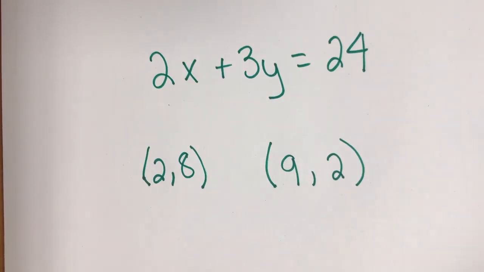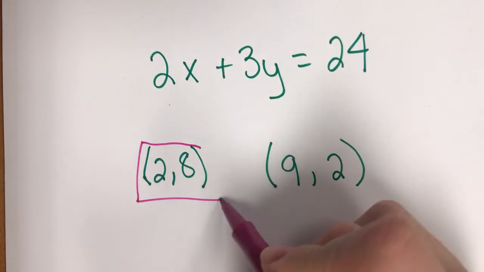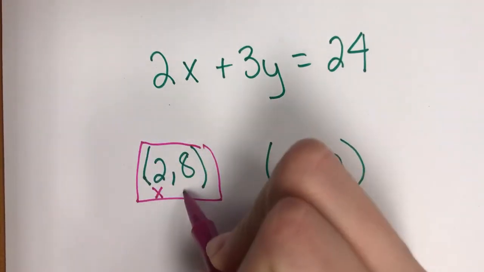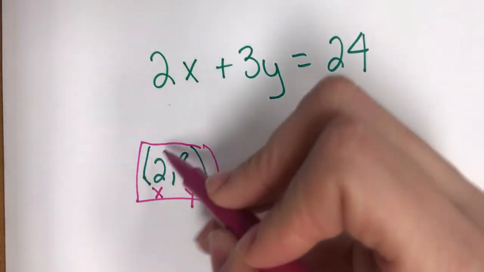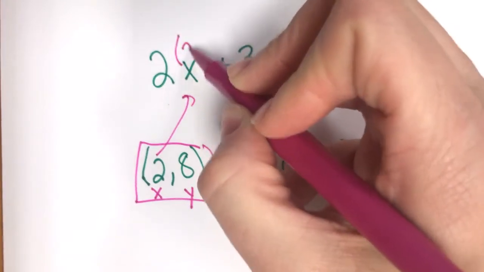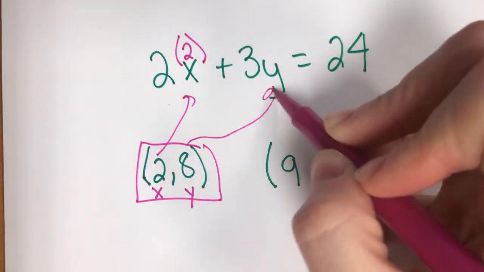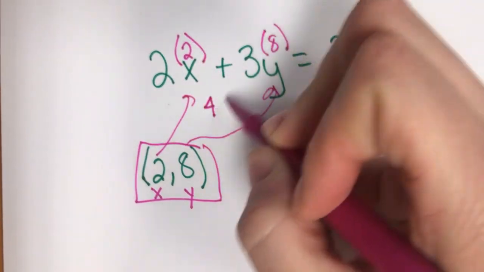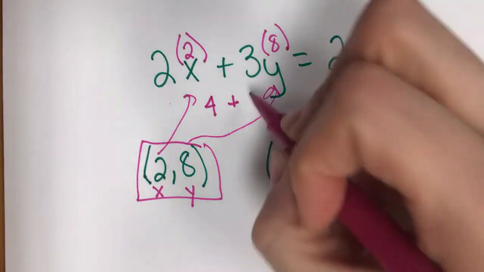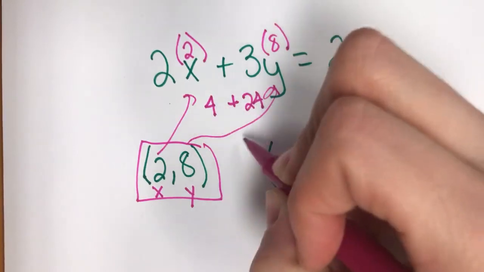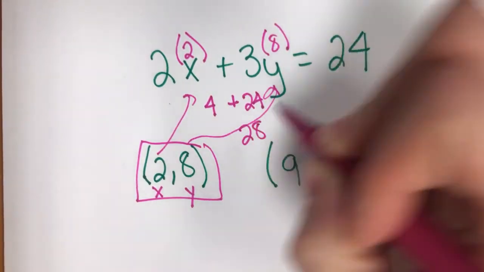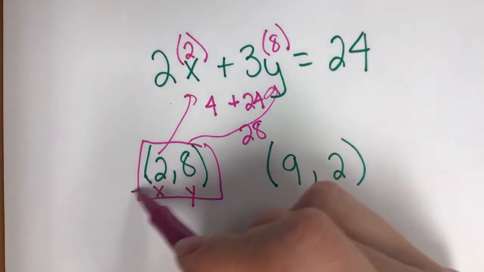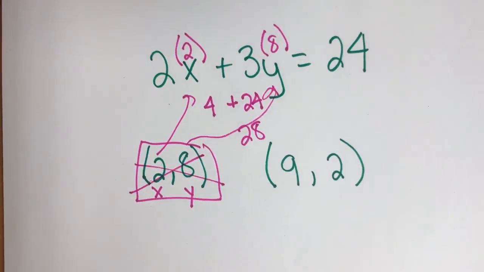So we would first look at this 2, 8. So this is an ordered pair x, y. So in for the x value, we would be putting in a 2. And in for the y value, we would be putting in an 8. So 2 times 2 is 4. 8 times 3 is 24. 24 plus 4 is 28. And 28 does not equal 24, so this would not be a solution.